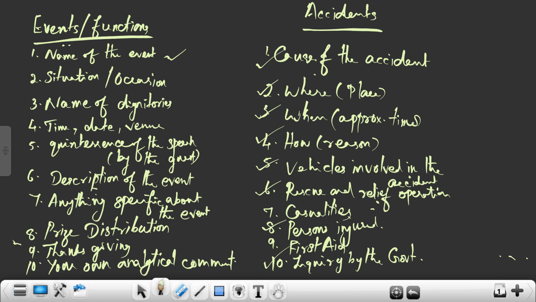So we have seen the events and functions, accidents, and I think that you are thorough with report writing right now. And if it is a scientific achievement or experiment, what all things do you do? It's very easy for you. If it is a scientific achievement or experiment, the first thing is that you ask who, the first question. That means who is the person or persons.